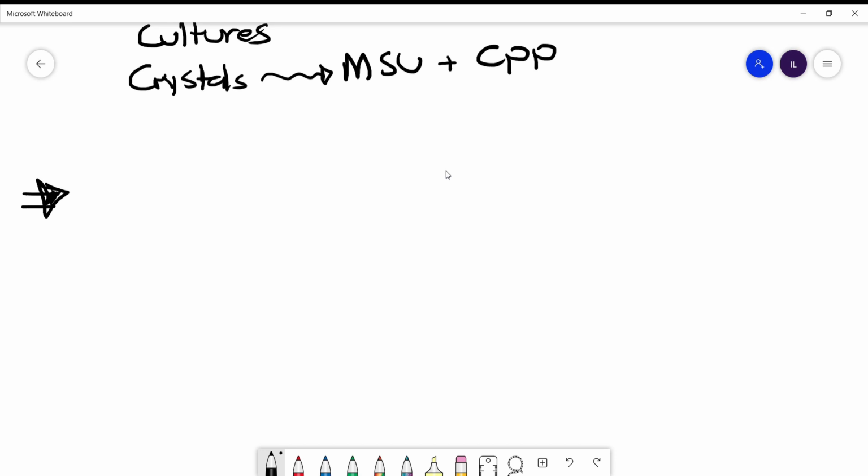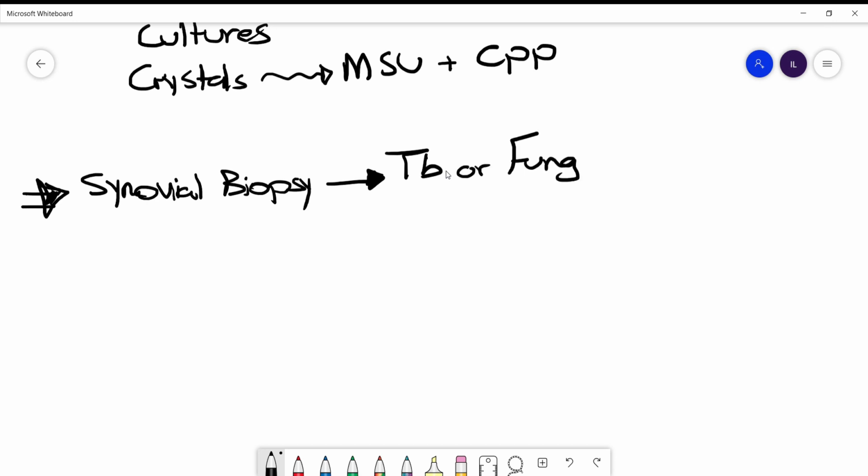Next question will be, which is important in boards, when do we do synovial biopsy? And the answer is any chronic resistant monoarthritis that you don't have a diagnosis for, you want to send for biopsy looking for TB or fungal infection.